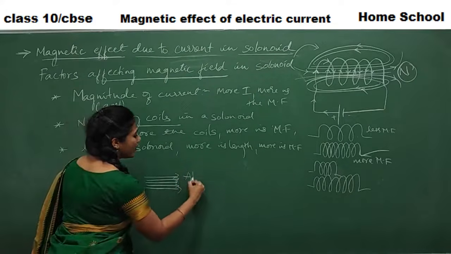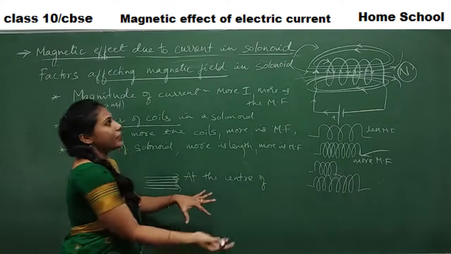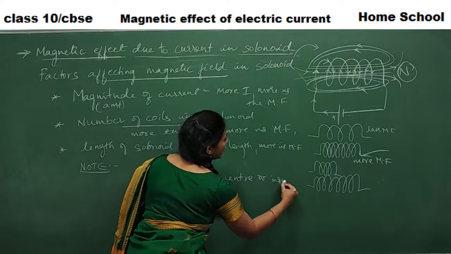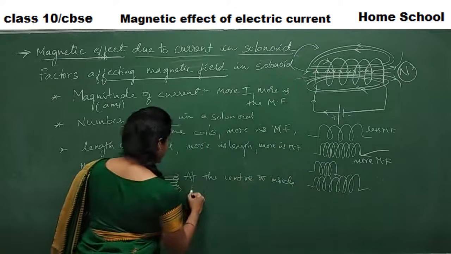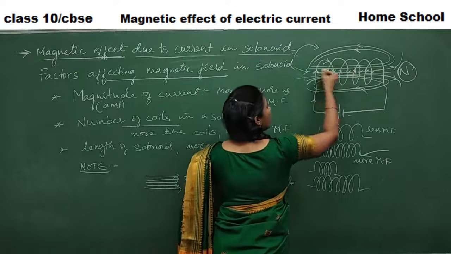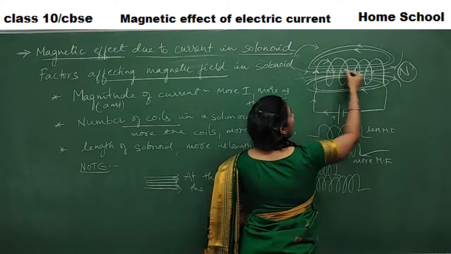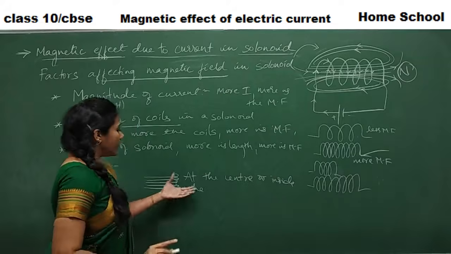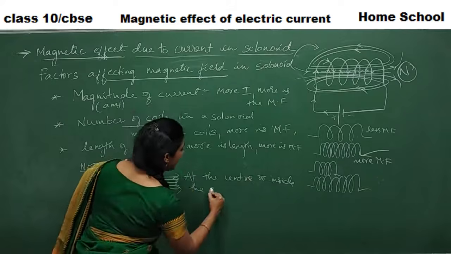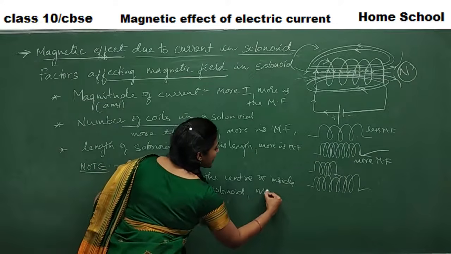So what I would like to write here is at the center of a solenoid or inside the solenoid. At the top end and at the bottom end, you will have these loops of magnetic field, right? But exactly inside a solenoid or at the center of a solenoid, you will have uniform magnetic field lines. So at the center or inside the solenoid, magnetic field lines are parallel.